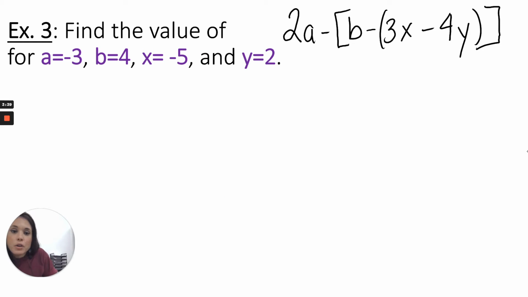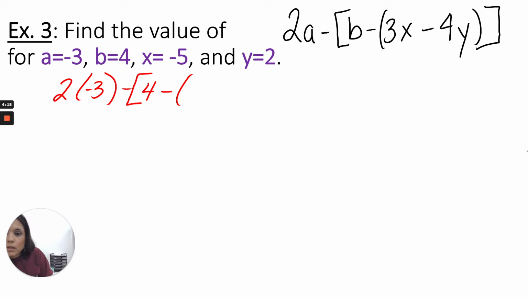Example 3, find the value of 2a minus what is in brackets, b minus what is in parentheses, 3x minus 4y. Let's fill these variables with their values. We have a equals negative 3, b equals 4, x equals negative 5, and y equals 2. So let's begin filling this in. A is negative 3, and you want to write everything as you see it, including the grouping symbols. 3 times x, which is negative 5, minus 4 times y, which is 2. And I'm going to include that bracket.